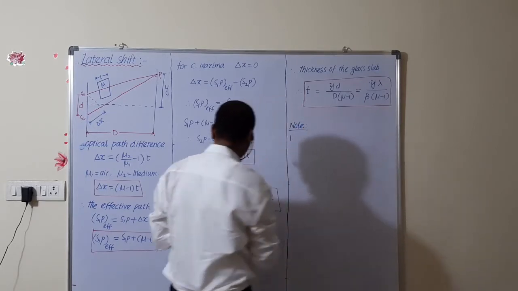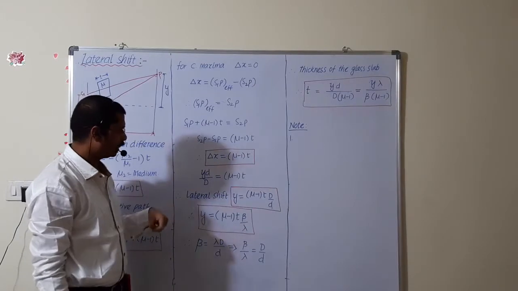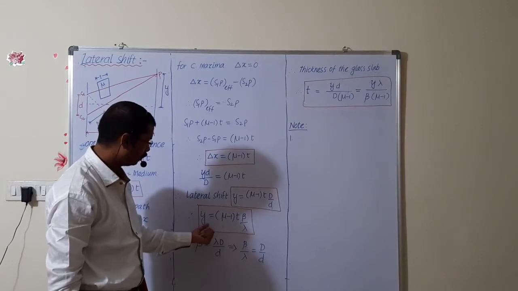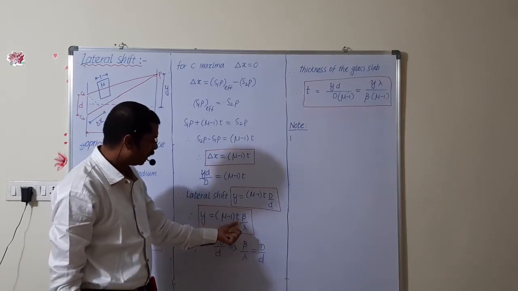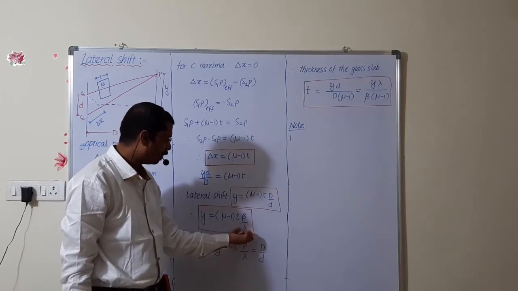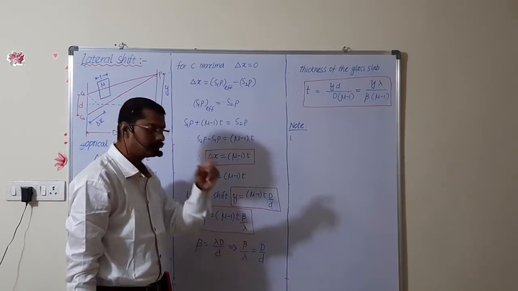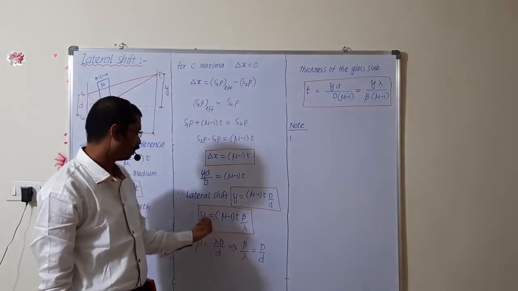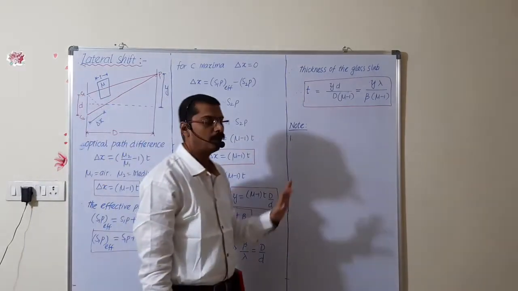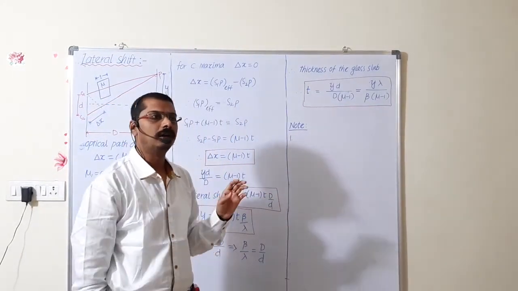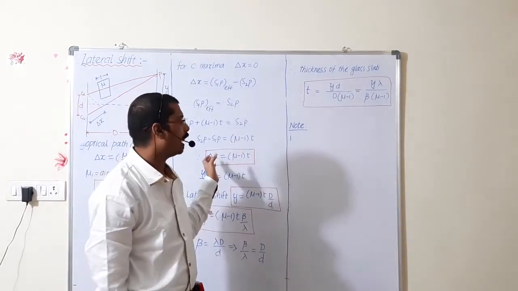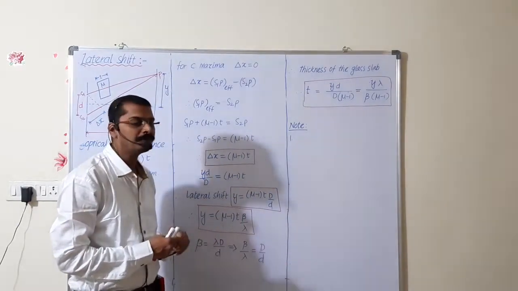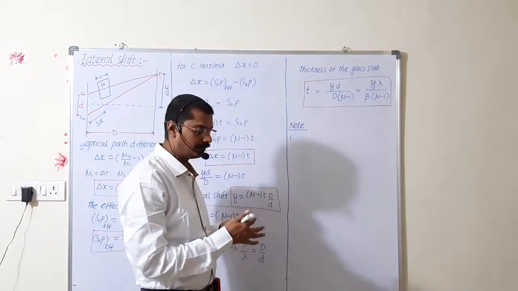Here, the first point: the y value is the lateral shift, (mu minus 1) t beta upon lambda. If you take a single color, the shift is equal. If you change to different colors, the fringe width and the lateral shift are different. So the first point we can write: different wavelength, different lateral shift. If you take only a single wavelength, the lateral shift is the same.